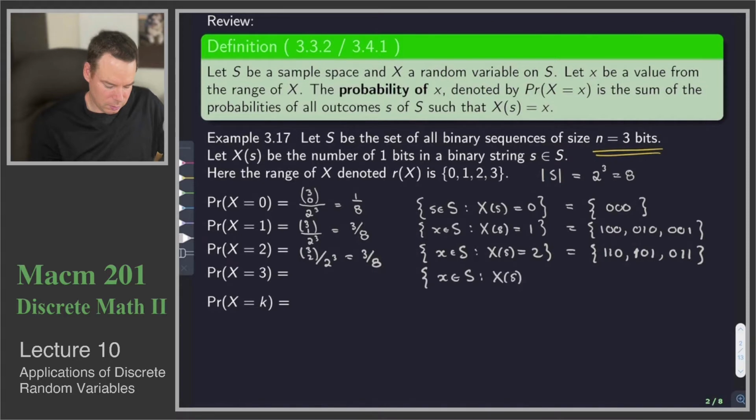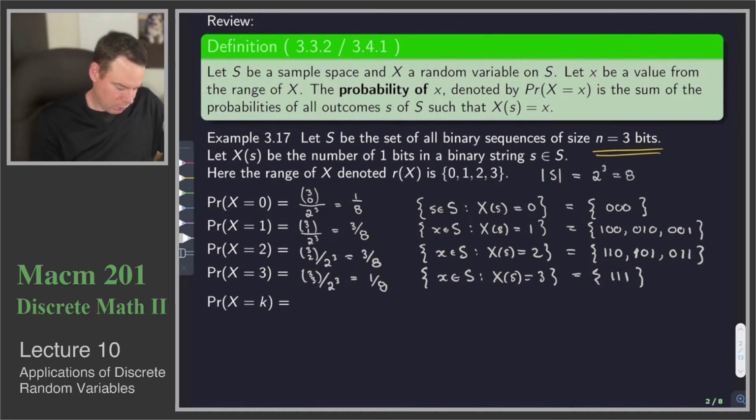X of s is equal to 3 means all 3 spots have 1s in them, and there's only one possible string. 3 choose 3 is our one possible string, and we get a probability of 1/8.